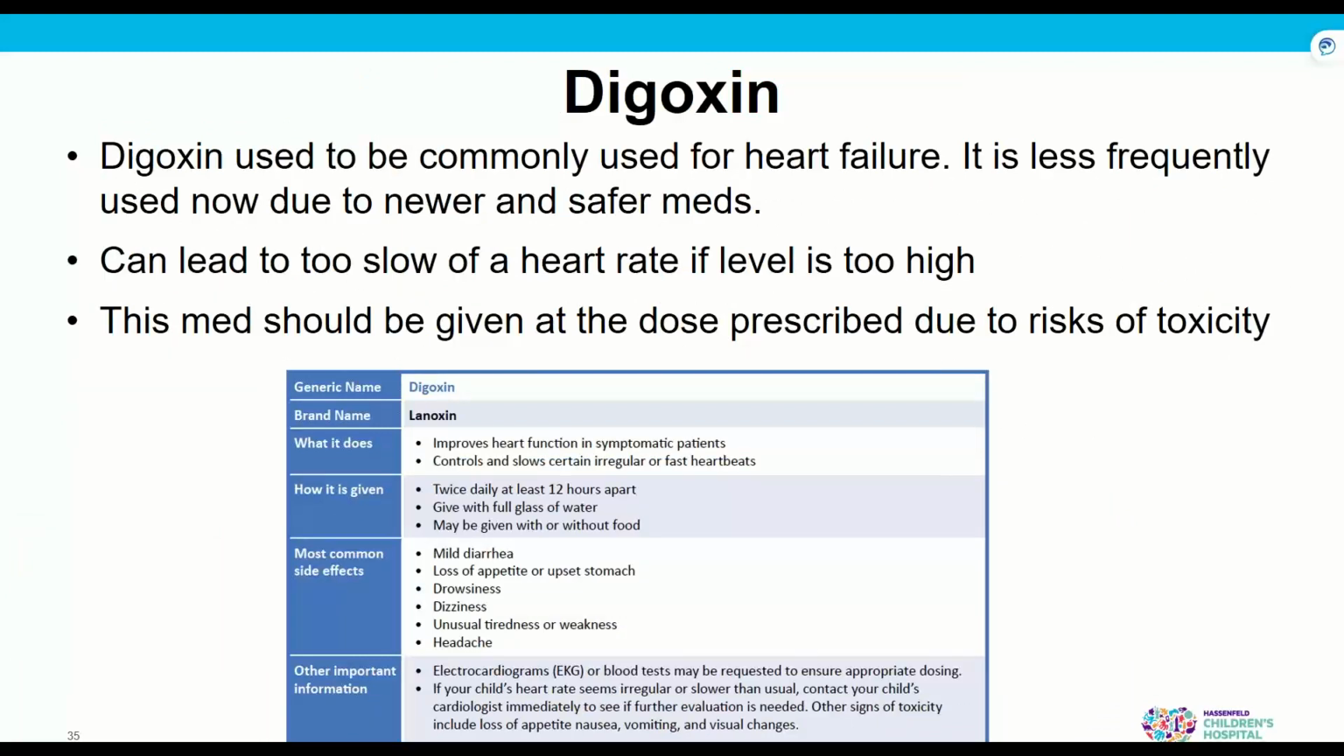Digoxin, this used to be more commonly used, I would say, about 10 or 20 years ago. We have newer medications that I think are safer, so I think it's less commonly used, mainly because there's a narrow window of safety for this medication. And so if you have too much of the medication, you can have a slow heart rate and have other toxicity. And so it's important that if your child is on this medication, you give it exactly the dose prescribed. And if you notice any unusual side effects, drowsiness, dizziness, weakness, those are reasons to call your cardiologist.